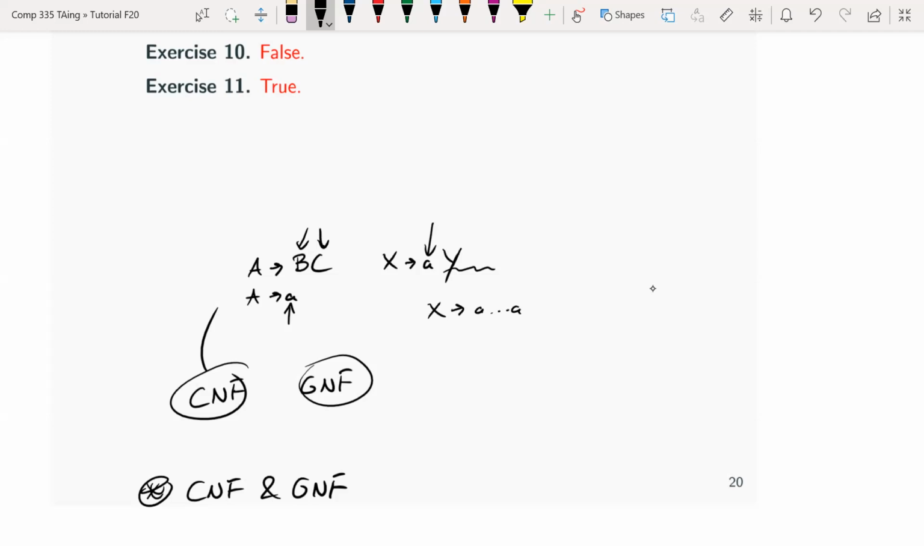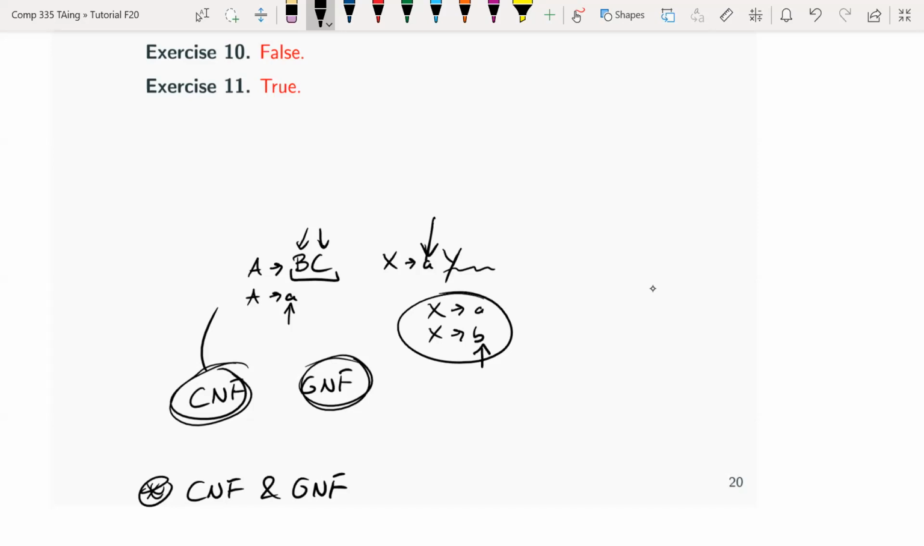some terminal string. So let's say X gives you a, or X gives you b. Although this is a pretty useless grammar, this is what would happen if you said a grammar needs to be in both. Remember, GNF has to start with a terminal, but then you can't have any variables after that, because that would violate CNF. So you wouldn't have any variables, basically.